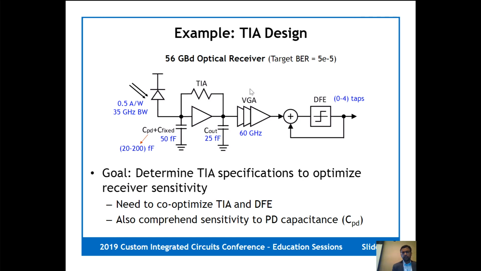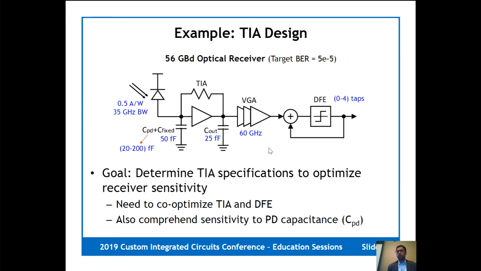So the example I want to highlight here for the use of optical modeling is the design of this 56 gigabaud optical receiver. This is an exercise that we went through recently. So we have some characteristics for, say, a discrete PD in the form that I showed earlier. And the problem is now I want to design this receiver, which includes a TIA and potentially some post-TIA equalization.